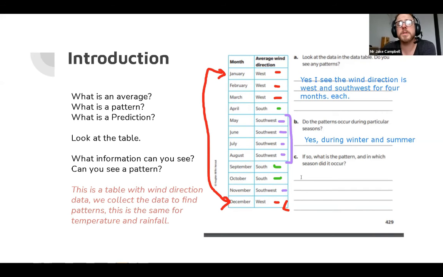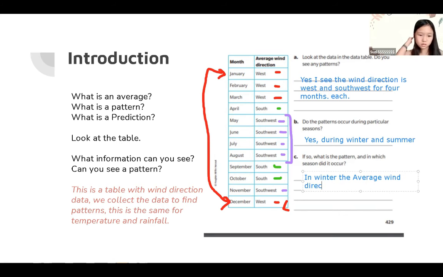Okay, good. So now it wants us to explain our answer from question B. If so, what is the pattern and which season is it? So we're going to talk about the wind direction and the seasons. Who can give me a good answer for this? Susie. Can you give me a good answer for question C, Susie? So what's the pattern in winter, Susie? What's the wind direction? West.